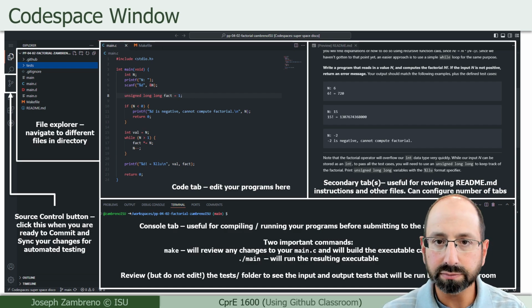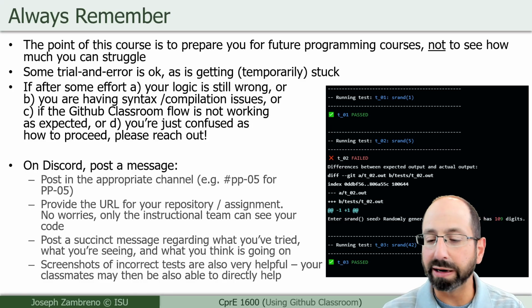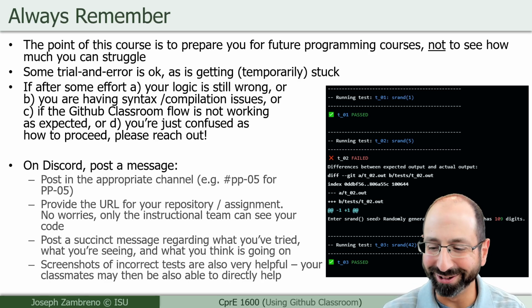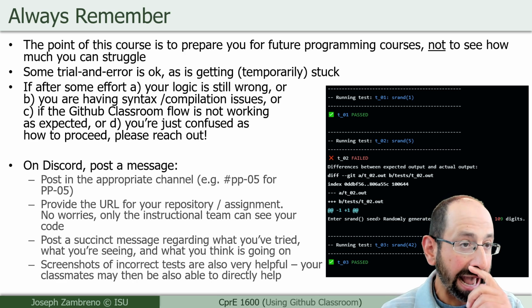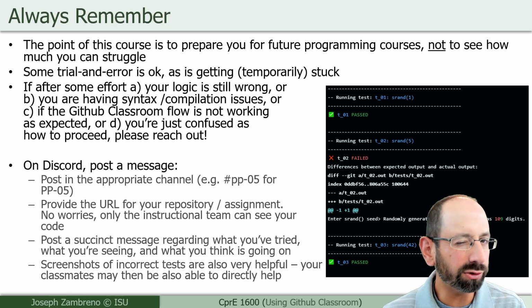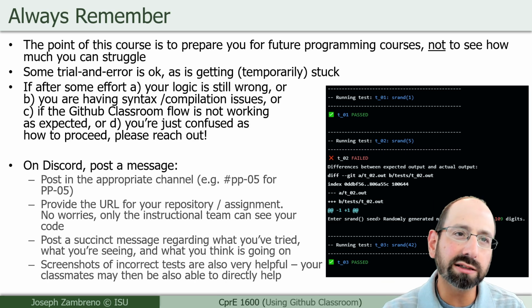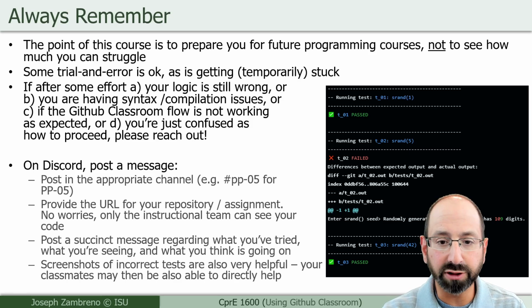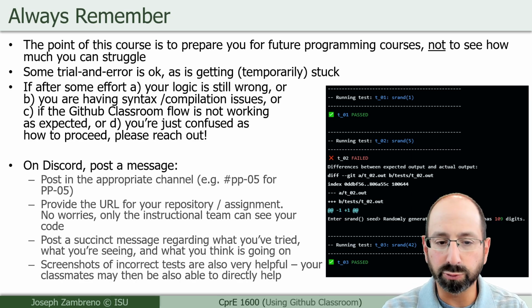And a final note: the point of this course is to help prepare you for future programming courses like Computer Science 2270. The point of this course is not to see how much you can struggle. Some trial and error is intended, some trial and error is okay, as is getting temporarily stuck. That's okay, that's by design. But if after some significant effort on your part your logic still isn't working, or you're having syntax or compilation issues, or certainly if that GitHub flow is just not working as you think, or if you're just confused, your responsibility is to reach out.